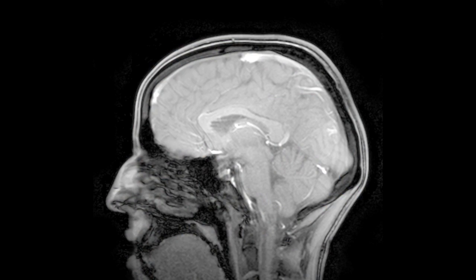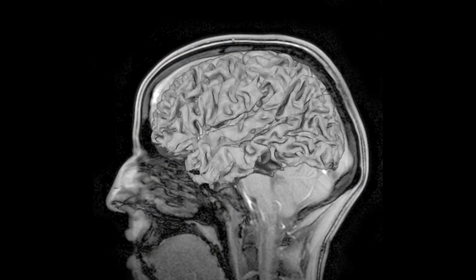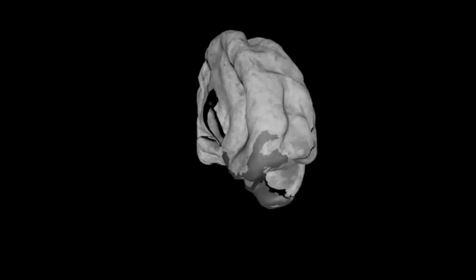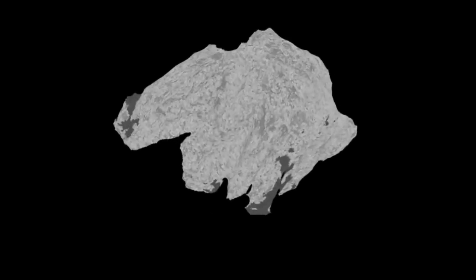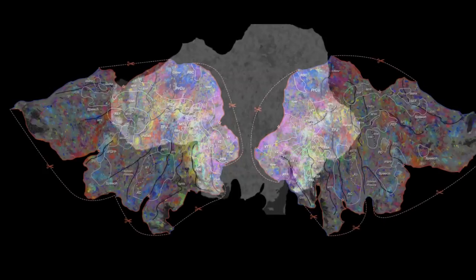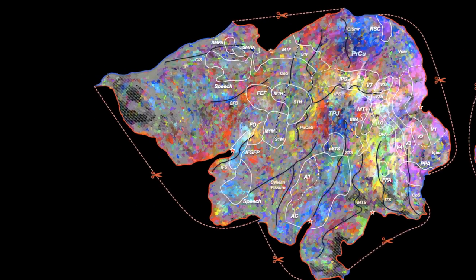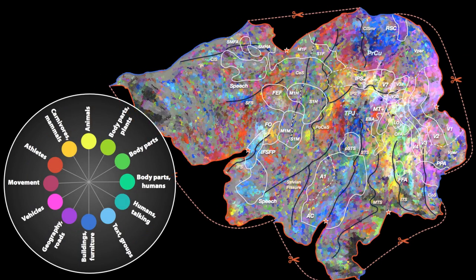We can use the semantic space to map out how different categories are represented in different parts of the brain. The first step is to take a high-resolution anatomical MRI of each subject's brain. Then we use this image to construct a 3D model of the cortical surface. Then we flatten out the cortical surface so that we can see the entire cortex at the same time. Now we can color in each voxel according to what part of the semantic space it's selected for. These colors are the same that we saw earlier.